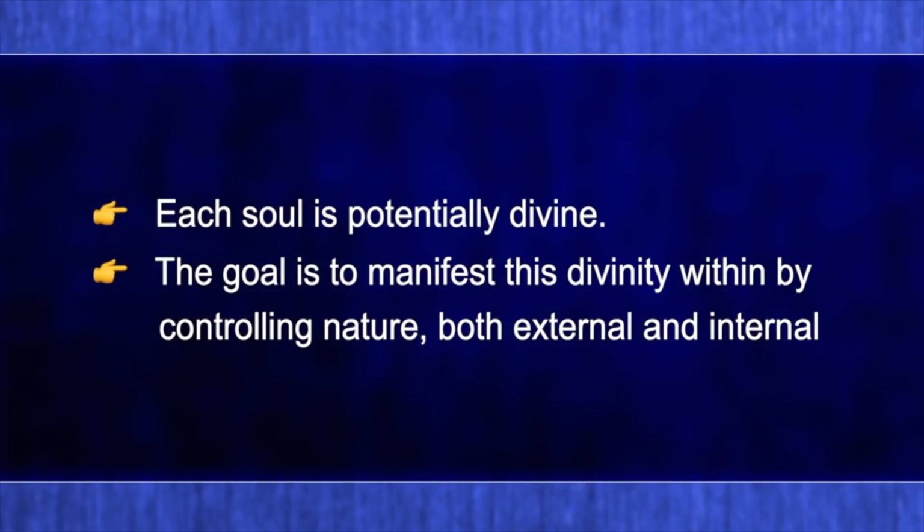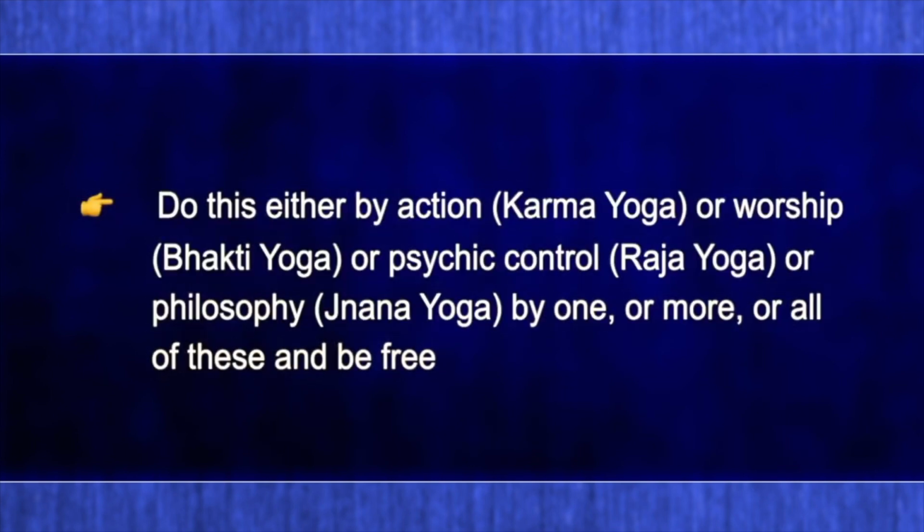Swami Vivekananda summarized the Vedanta's teachings as: each soul is potentially divine. The goal is to manifest this divinity within by controlling nature, both external and internal. Do this either by action, karma yoga, or worship, bhakti yoga, or psychic control, raj yoga, or philosophy, that's jnana yoga, by one or more or all these, and be free. This is the whole of religion. The doctrines or dogmas or rituals or books or temples or forms are but secondary details.